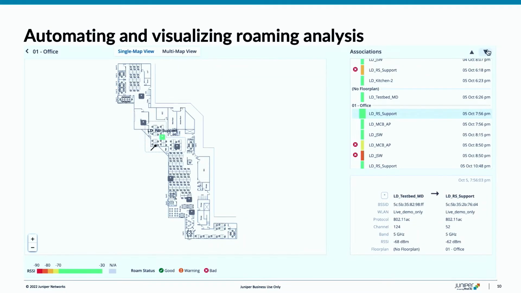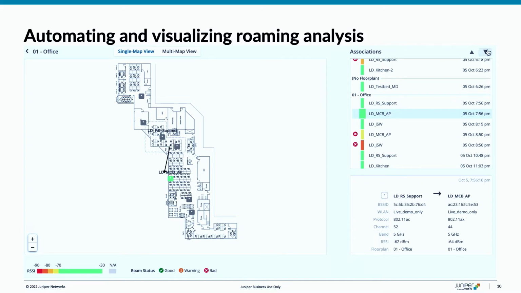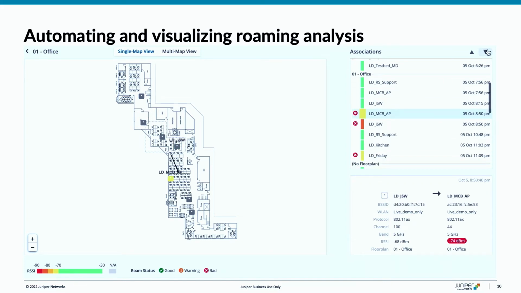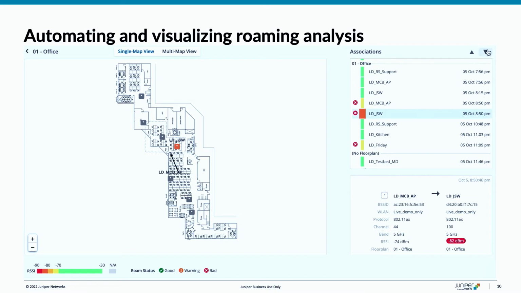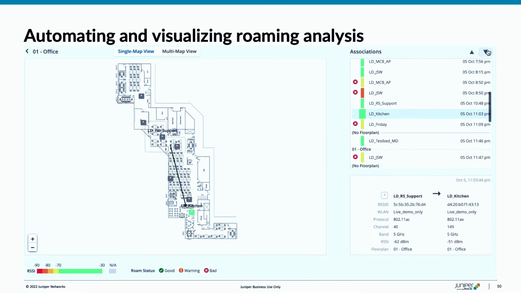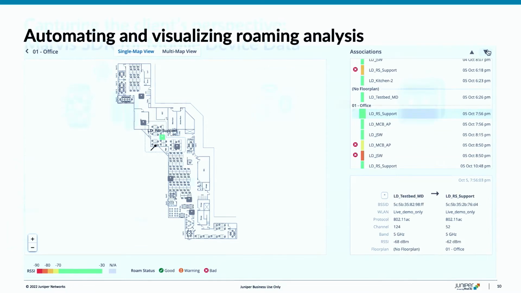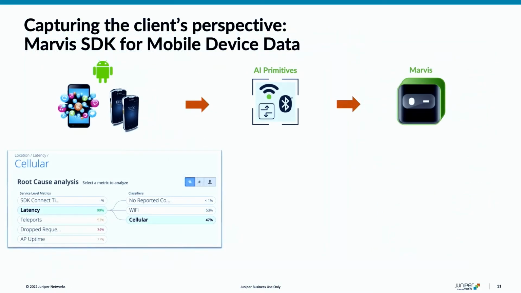We can actually say, what was the path of the client as it went through the facility, and where were these good or bad roams happening? And we've got the data there to say, both on the infrastructure side and the client side, what has actually gone wrong. This is where we get deeper into this client level.